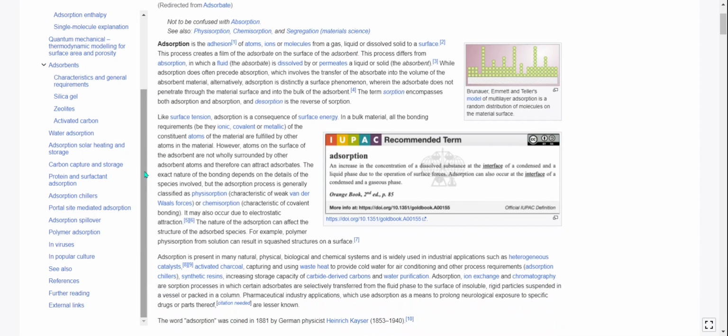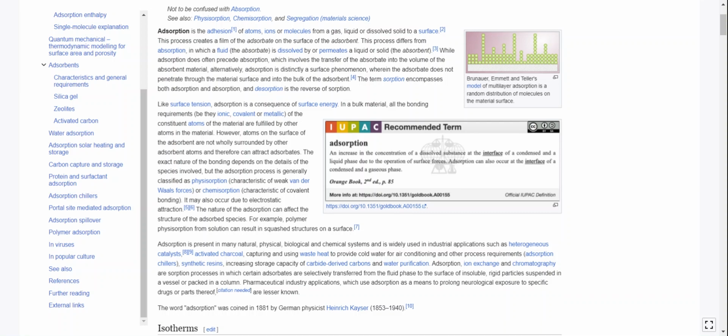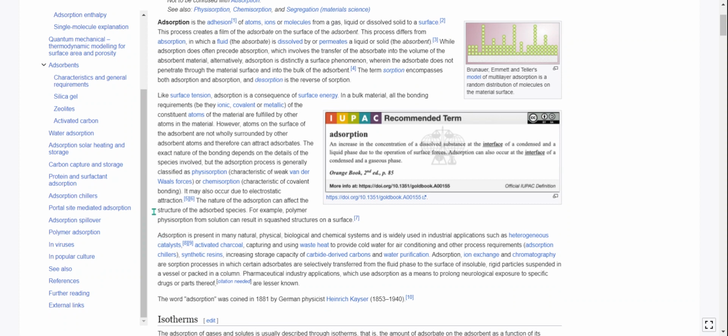Like surface tension, adsorption is a consequence of surface energy. In a bulk material, all the bonding requirements, be they ionic, covalent, or metallic, of the constituent atoms of the material are fulfilled by other atoms in the material. However, atoms on the surface of the adsorbent are not wholly surrounded by other adsorbent atoms, and therefore can attract adsorbates. The exact nature of the bonding depends on the details of the species involved, but the adsorption process is generally classified as physisorption, characteristic of weak van der Waals forces, or chemisorption, characteristic of covalent bonding.